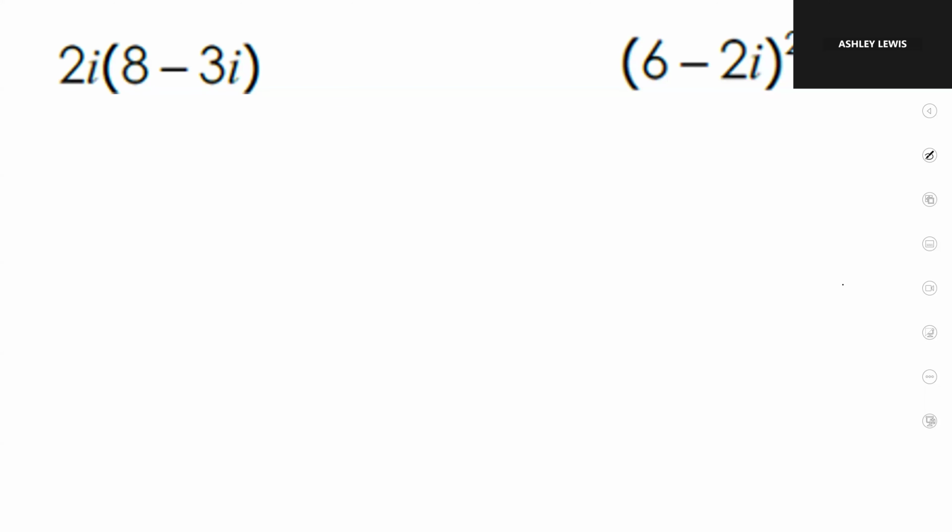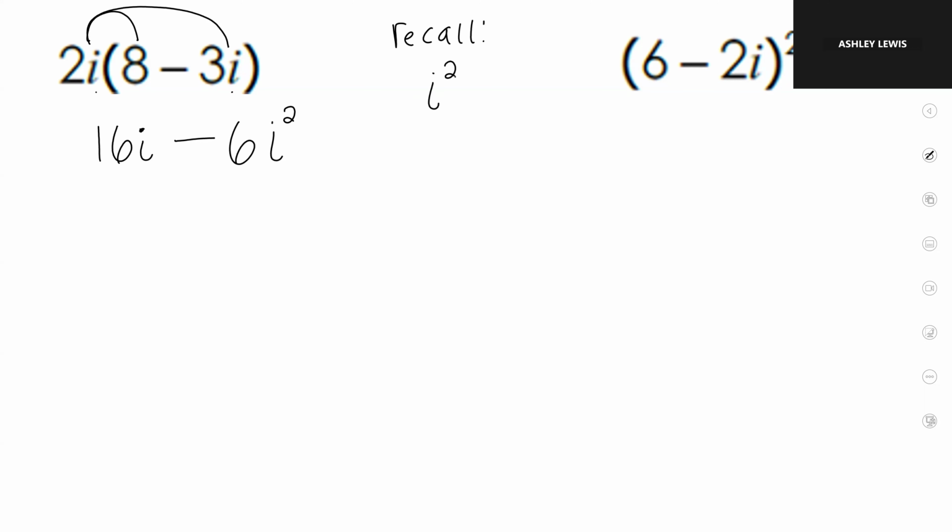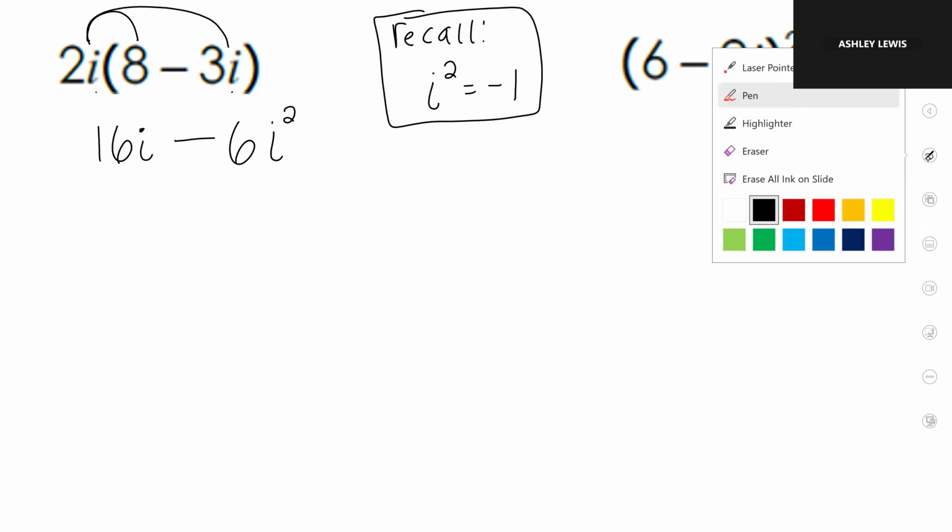Okay, so now we're going to multiply. 2i times 8 is 16i. Minus 2i times 3i. What's 2 times 3? What is i times i? i squared. Now, what you need to recall from yesterday's lesson, do you guys remember what i squared is? Good, negative 1. Please write this down. i squared is negative 1.